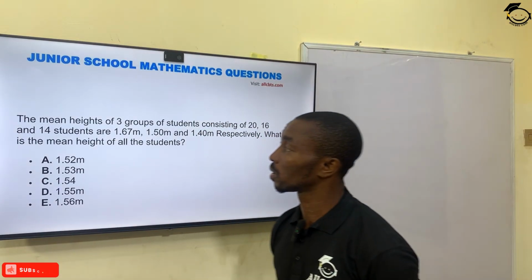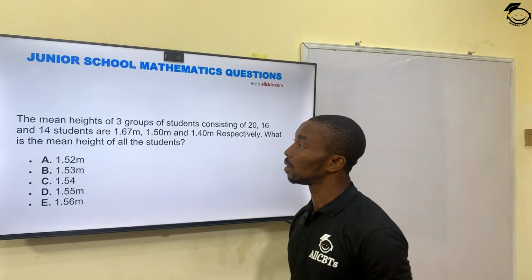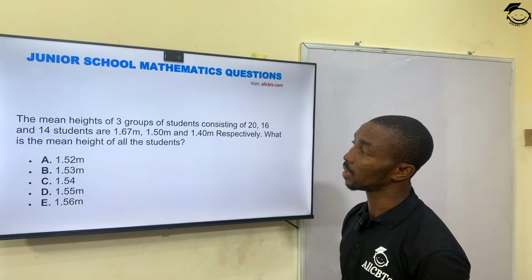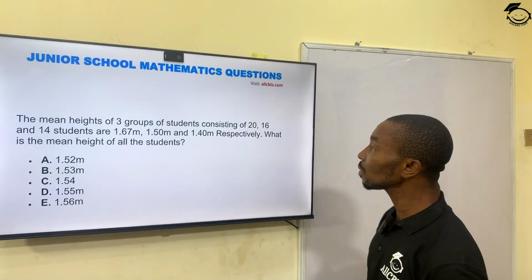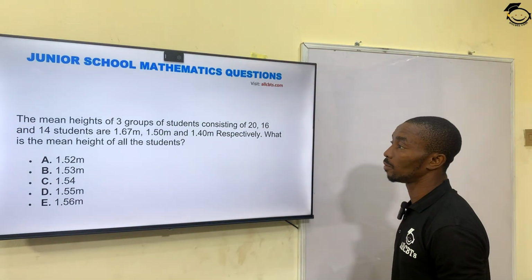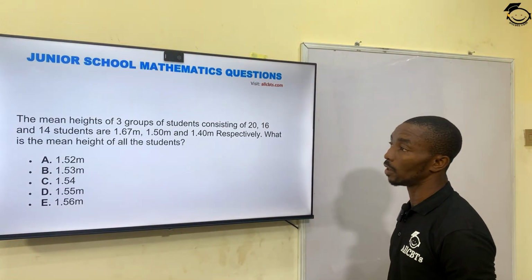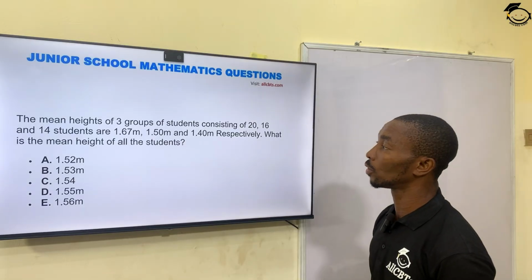Alright, our first question says the mean height of three groups of students of 20, 16, and 14 students are 1.67 meters, 1.5 meters, and 1.4 meters respectively. What is the mean height of all the students?